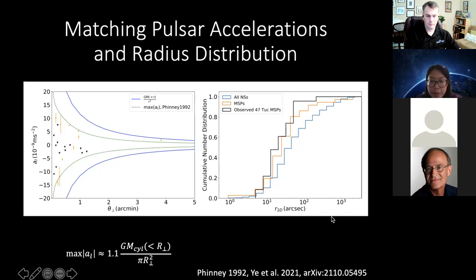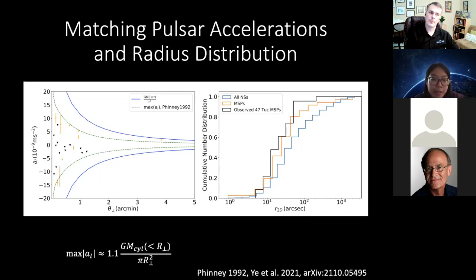And here, the right panel shows the projected radius distribution of all neutron stars and millisecond pulsars. The distribution of the model millisecond pulsars, the orange curve, is consistent with the observed 47 Tuc millisecond pulsars, but the general neutron stars do not agree. And that's because through the mass transfer process, millisecond pulsars are usually a little bit more massive than the general neutron stars. So through mass segregation, they tend to be closer to the center than all the other neutron stars.